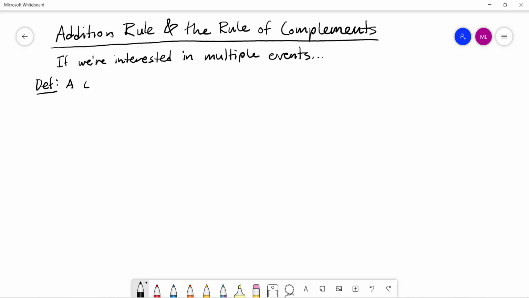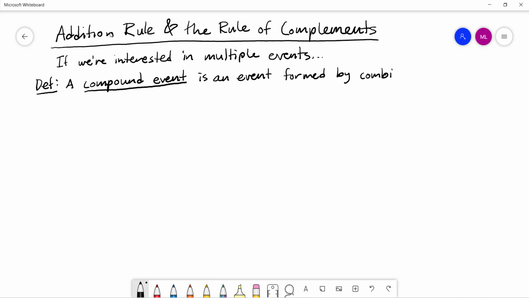A compound event is an event that's made up of two or more other events. So it is an event formed by combining two or more other events.